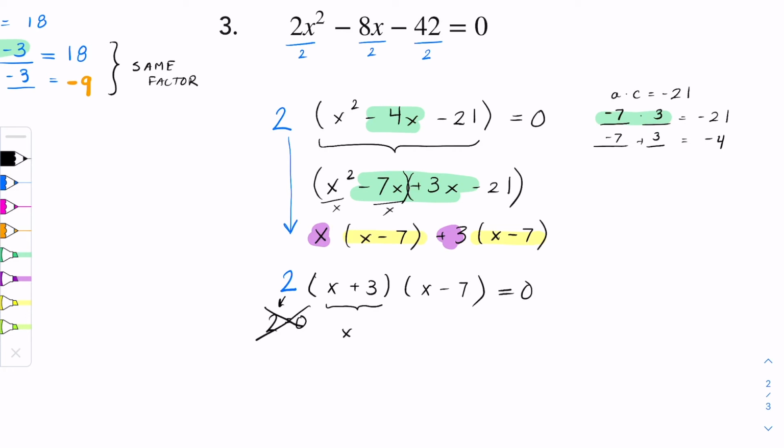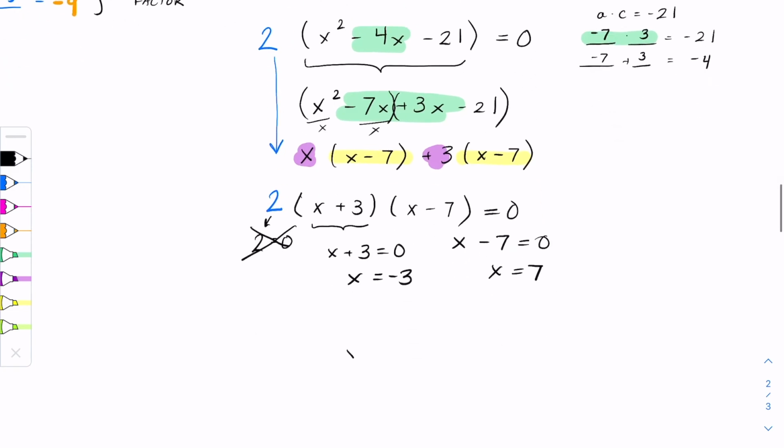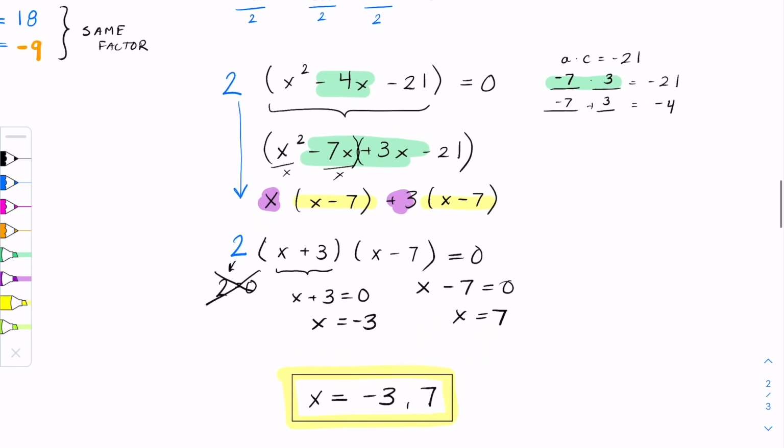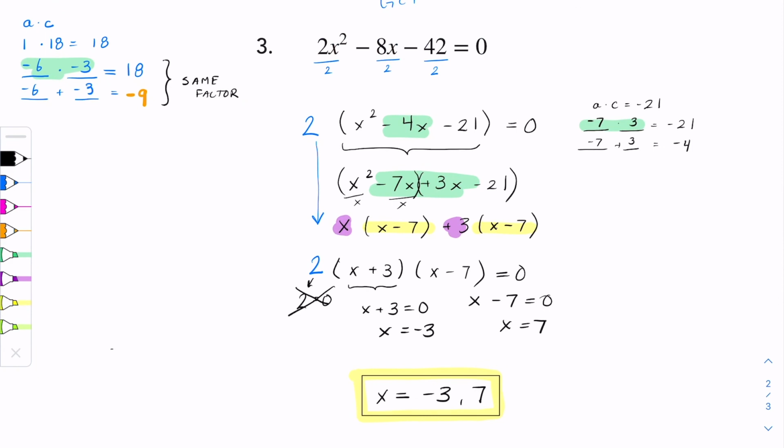We have x plus 3. This can be equal to 0, and it would give you an answer of negative 3. And we have x minus 7, which would give you an answer of 7. Listing from smallest to largest, we have -3 and 7 as our answers. And once again, you can check your work. You can just substitute those values back into your original expression, and you make sure you get a 0 as your answer.